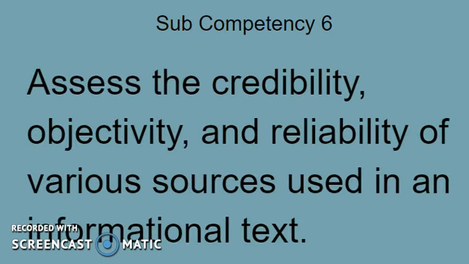All right, so we've moved on to subcompetency 6, which is to assess the credibility, objectivity, and reliability of various sources used in an informational text.